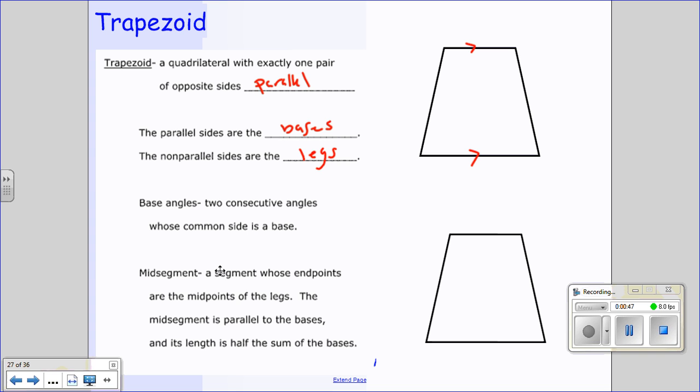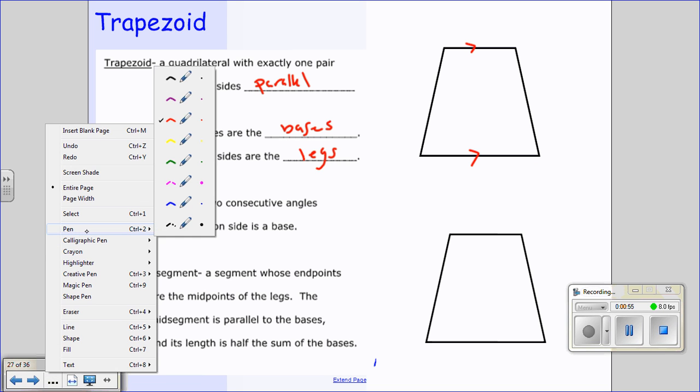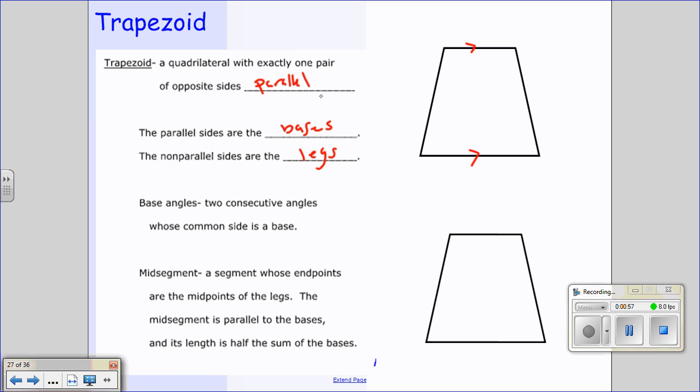The base angles are two consecutive angles whose common side is a base. So you'll have four base angles. This is a base angle, and this is also a base angle, because again, they share a base.